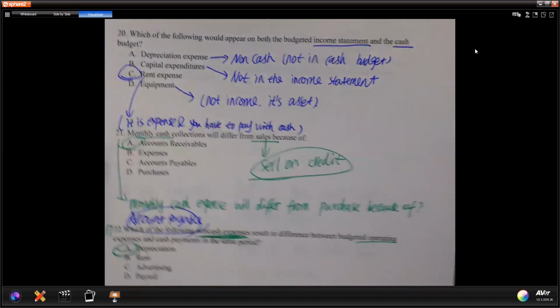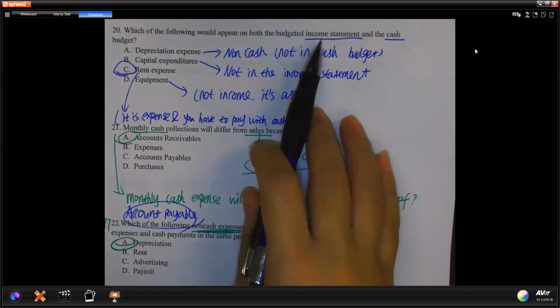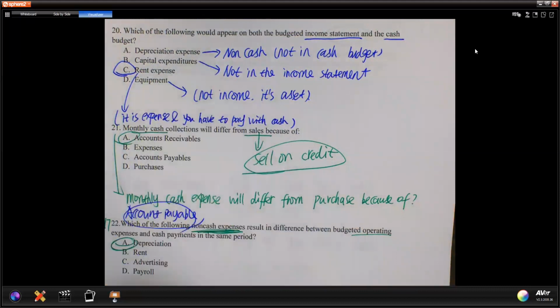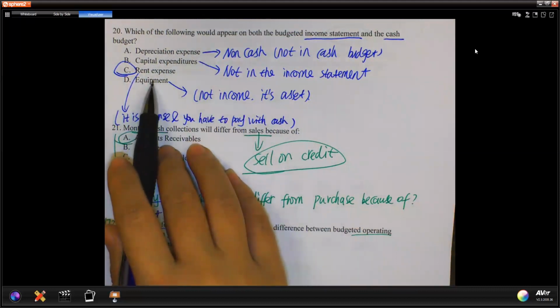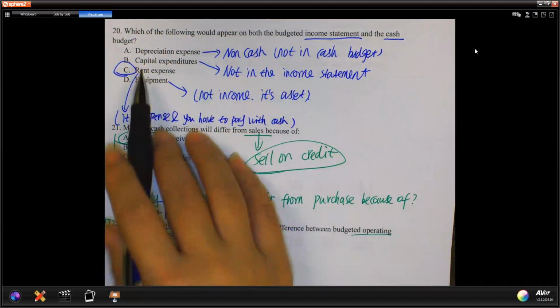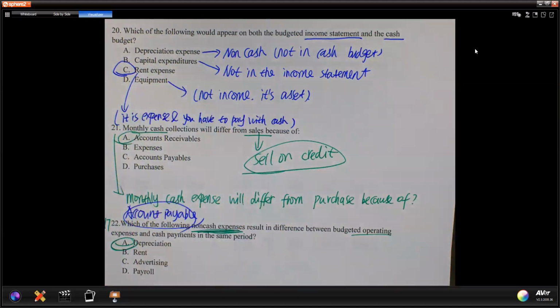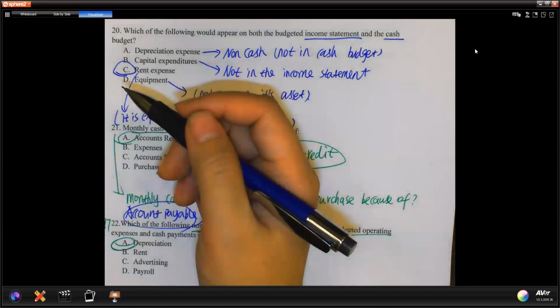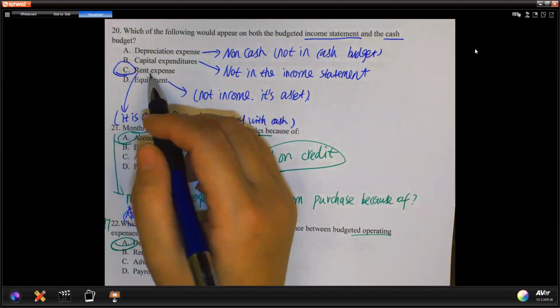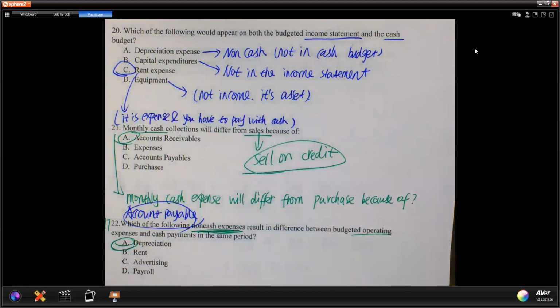Okay. Question 20, talking about what will appear in both income statement and cash budget. We said depreciation expense will not be in cash budget. Equipment, this is your assets, it's not related with your income statement, right? So this will not be in your income statement. Capital expenditures, those are about your cash, so it will not be in the income statement. Rent expense is part of your manufacturing overhead or your operating expense, and then you also need to pay the rent using cash, so that will be in your cash budget.